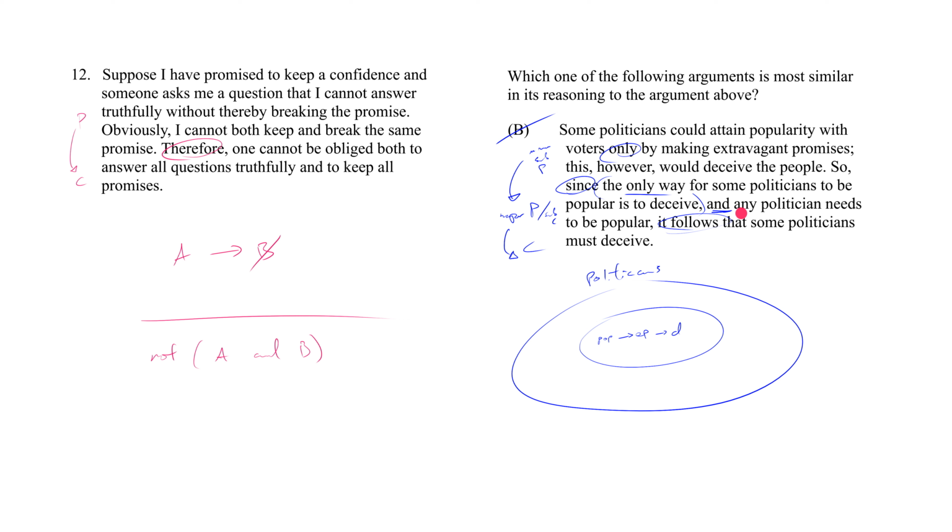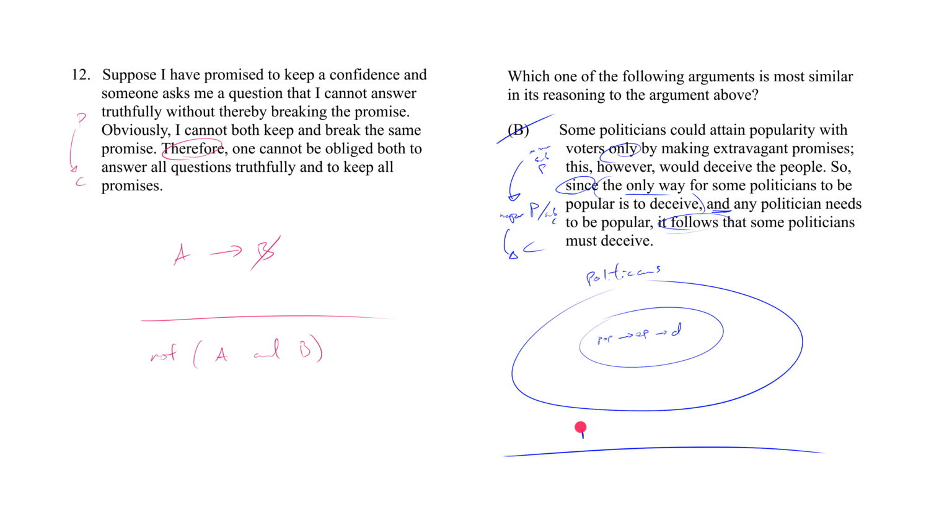The new premise is that any politician needs to be popular, right? We don't know if that, like before you read this, it's not clear if it's true for the entire set of politicians, you needed to be popular. This premise tells you that, you know what, if you are in this entire big set, it is imperative that you be popular. Everyone in here has to be popular.